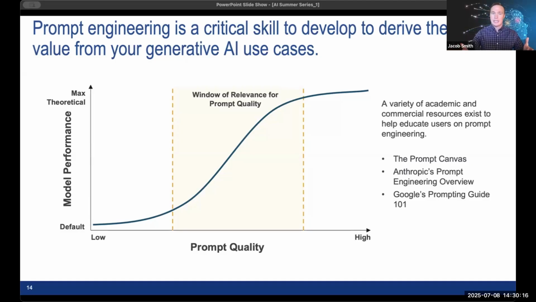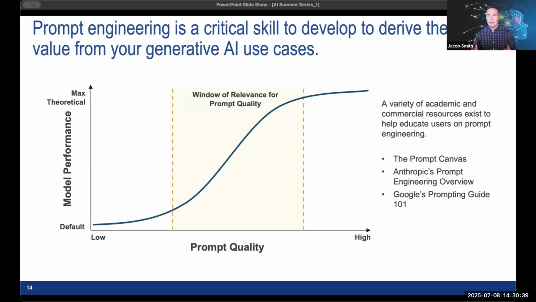So the chart shows that the default performance with a very simple basic prompt will give you not a low model performance, but kind of the default answer. But as you increase the quality of your prompts, you can actually get closer towards that asymptote of max theoretical performance out of a particular tool that you're using.